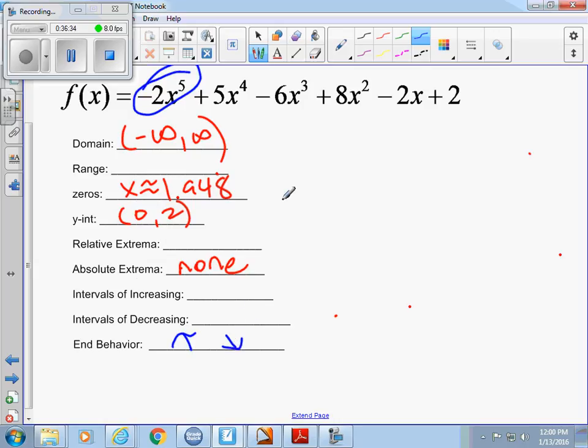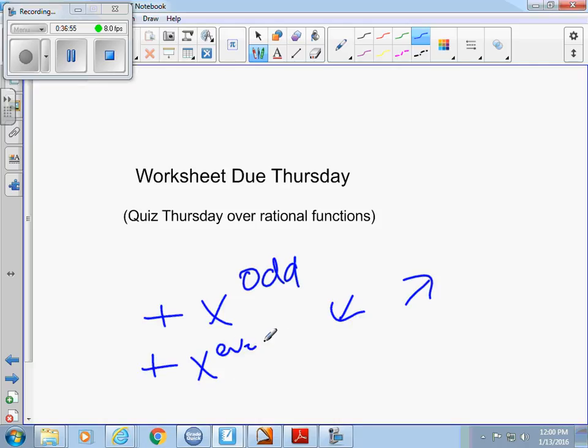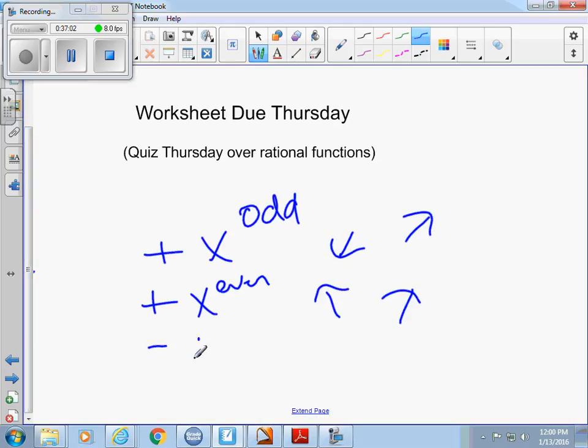Good question. Okay, let's talk about if we have an odd degree and a positive in front. We already did negative odd. It goes down. Like that, right? What about positive x to an even? Like a quadratic, right? And what about negative x to an even? Down. So if you know the degree and the leading coefficient, you're good to go.